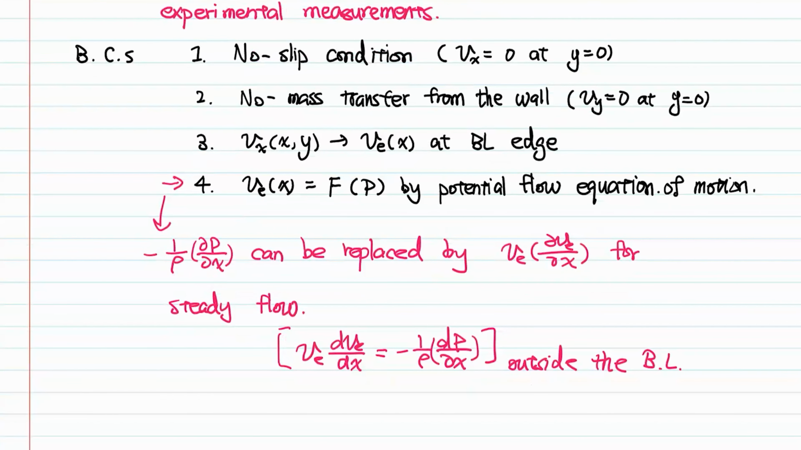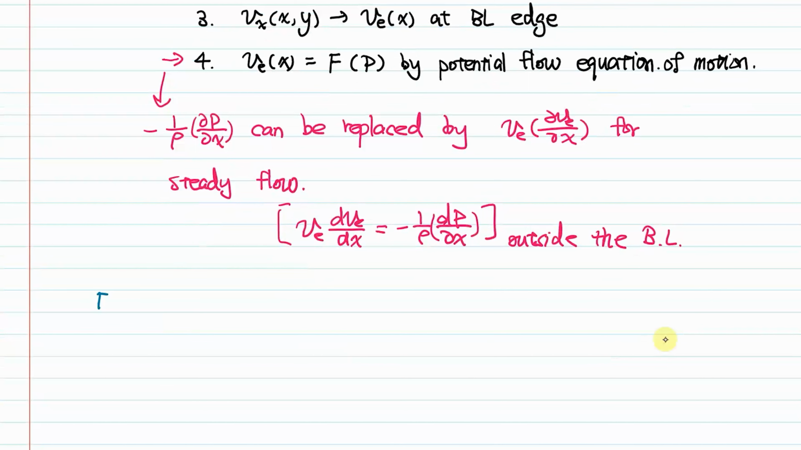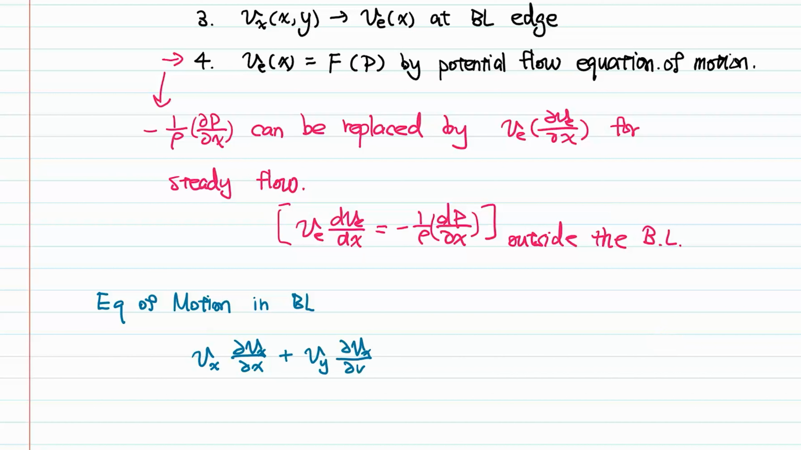Okay, so with that said, the equation of motion from Prandtl's boundary layer equation can be further simplified. The equation of motion in the boundary layer becomes Vx partial Vx partial x plus Vy partial Vx partial y equals Ve dVe dx plus the kinematic viscosity times partial squared Vx partial y squared.